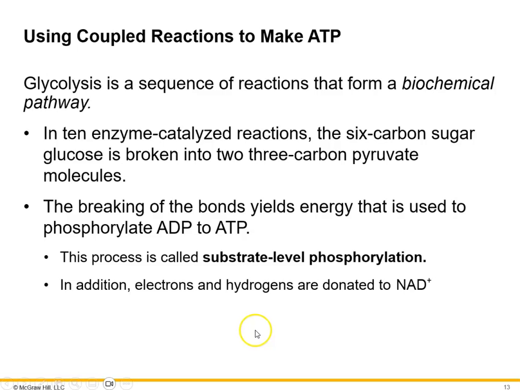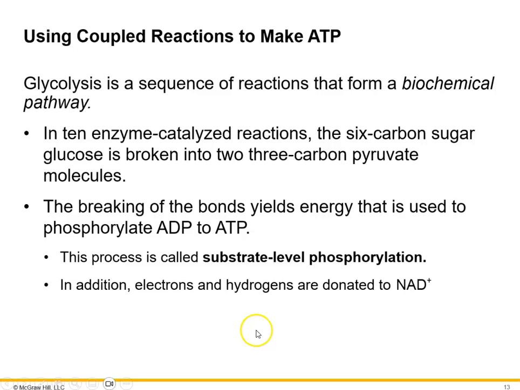Glycolysis is a sequence of reactions that form a biochemical pathway, and we talked about that in the last chapter. That's basically the concept of a reactant interacting with an enzyme to make a product, and that product now becomes the reactant for the next reaction with a new enzyme to make a new product. And then that product becomes the next reactant, and so on, until we end up with a final product. But glycolysis is one of those biochemical pathways that is changing one thing into the next usable thing, into the next usable thing, until we end up with our final product.